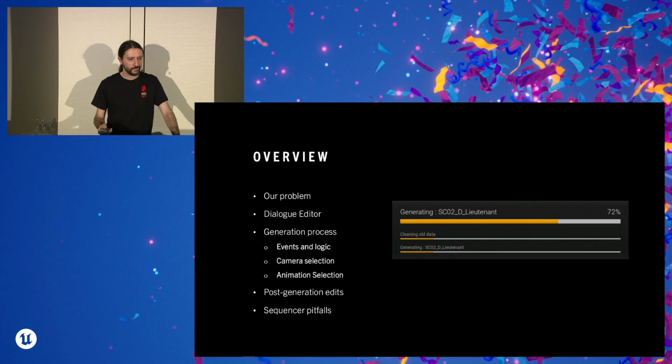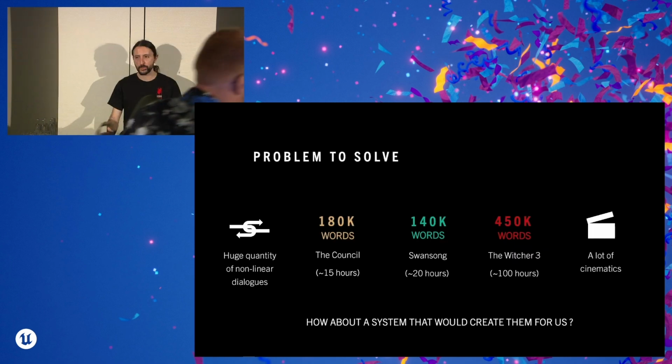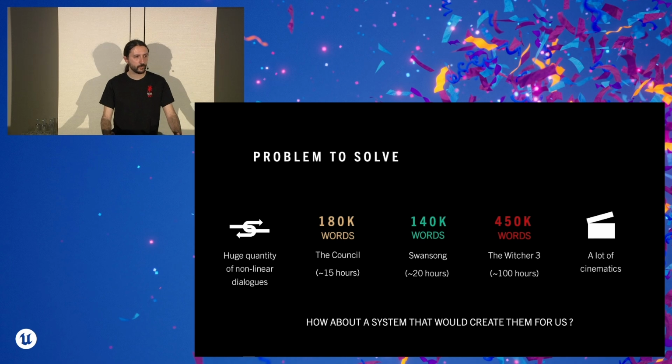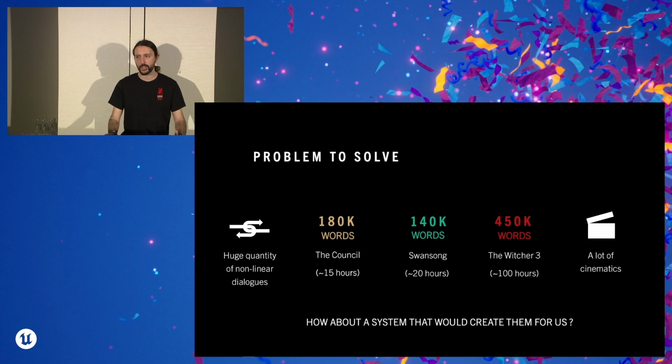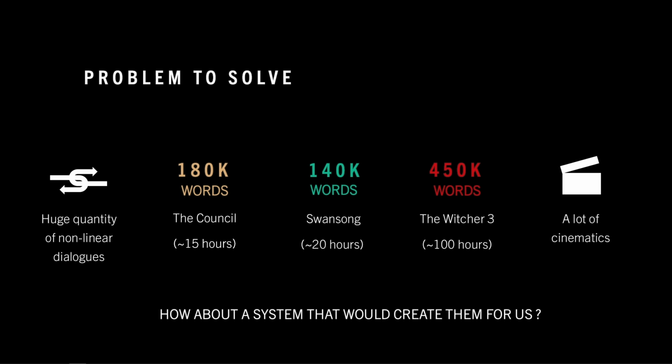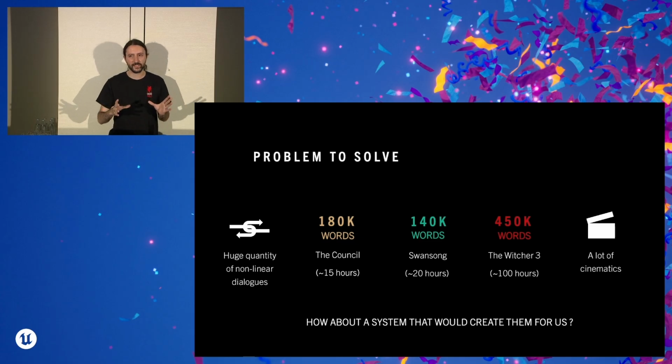Let's go. So what's our problem here? As I said, we are focusing on narrative RPGs. So we have a huge quantity of dialogues, of non-linear dialogues. To give you an idea, The Council was 180,000 words and Swansong 140. As a comparison, The Witcher 3 was about 450,000 words, but The Witcher is a game that takes 100 hours to complete, and our games are between 15 to 20 hours. So that's very dense in terms of dialogues and branches and all that.